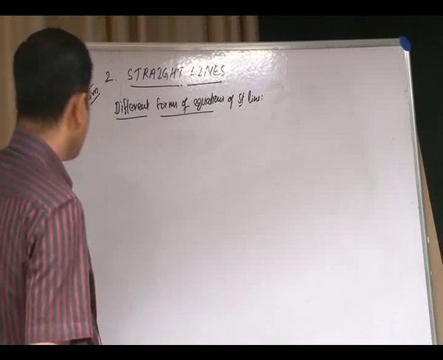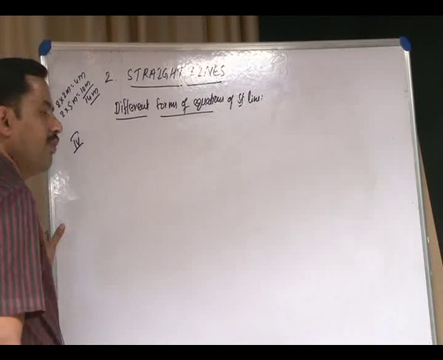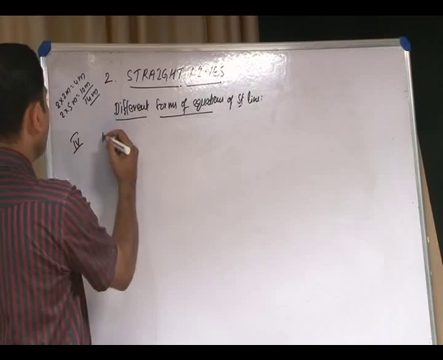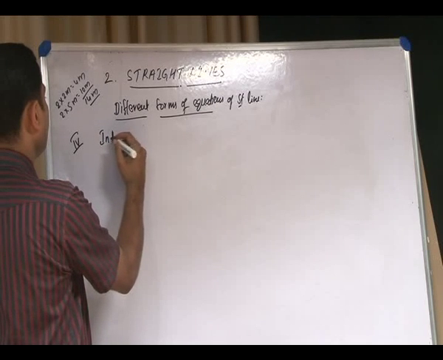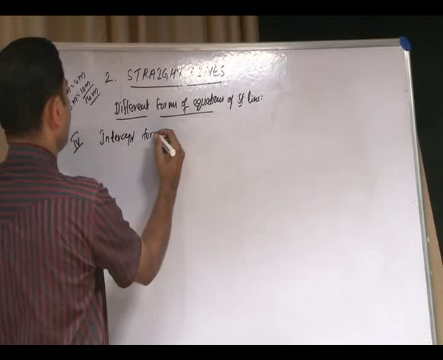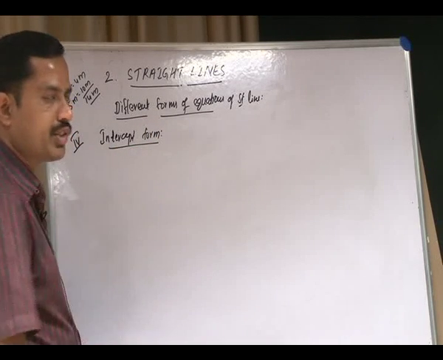So next we'll consider the fourth form of equation of straight line, the fourth one. The fourth form is called the intercept form. Intercept form of equation of straight line.